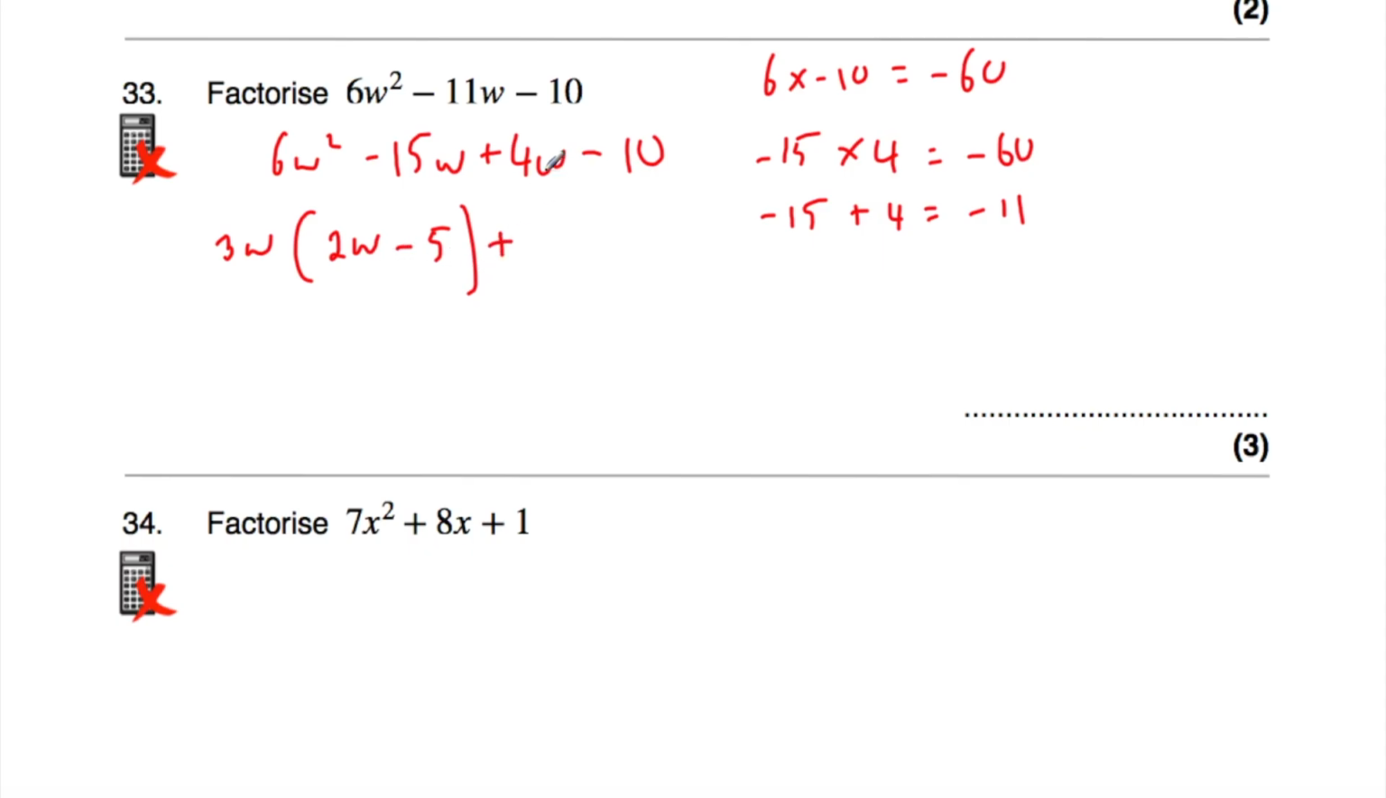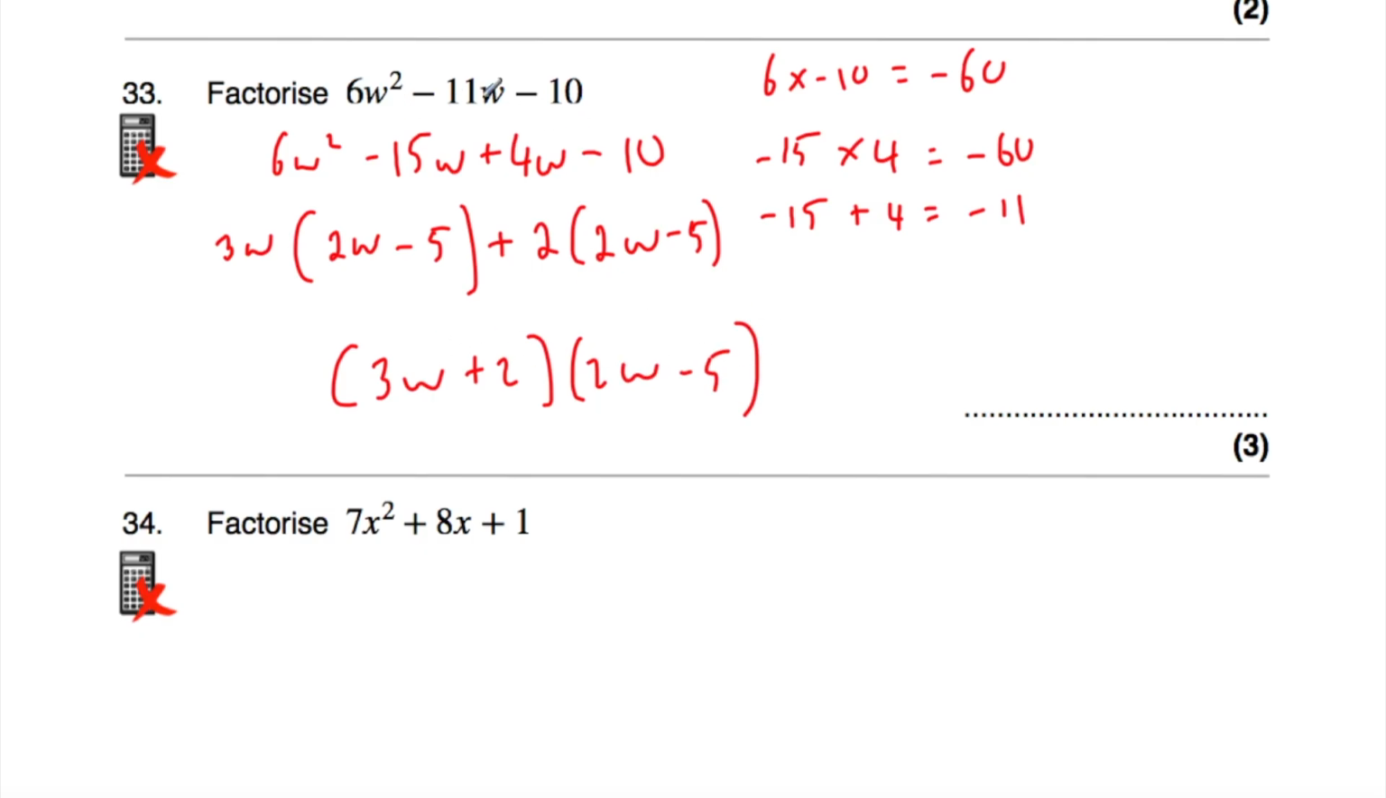And then plus 4w subtract 10. They're both divisible by 2, so let's divide them both by 2, so 2 and then in brackets, 4w divided by 2 would be 2w, and then minus 10 divided by 2 would be minus 5. And that's fantastic, we've got the same bracket twice. So we've got 3w lots of 2w minus 5 and 2 lots of 2w minus 5, so altogether we would have 3w plus 2 lots of 2w subtract 5. And that's it, we've factorised it.